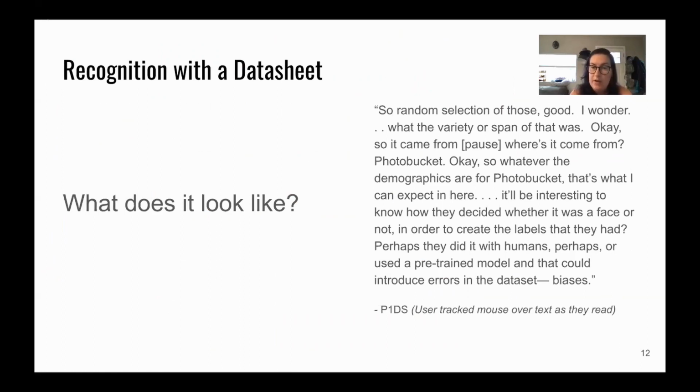So random selection of these, good. I wonder what the variety or span of that was. Okay, so it came from, where's it from? PhotoBucket. Okay, so whatever the demographics are for PhotoBucket, that's what I can expect here. It'll be interesting to know how they decided whether it was a face or not in order to create the labels that they had. Perhaps they did with humans, perhaps, or used a pre-trained model, and that could introduce errors in the data set, biases. I knew what they were looking at, by the way, in this case, because the user was tracking mouse over the text as they read, and this was in the datasheet.